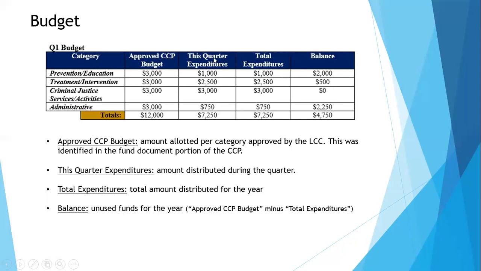And for the first quarter, the expenditures for this quarter and the expenditures total for the year should be the same. You'll see here in a little bit that as you get into the second quarter, these change. Really, the approved CCP budget is the amount allotted per category approved by the LCC that was established in the comprehensive community plan, which I will show you here.